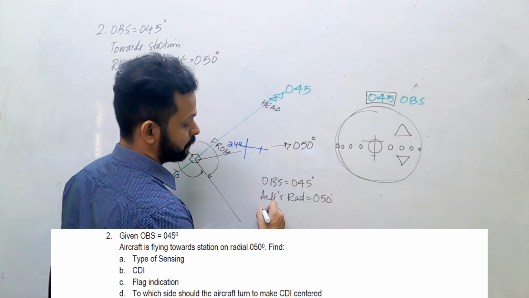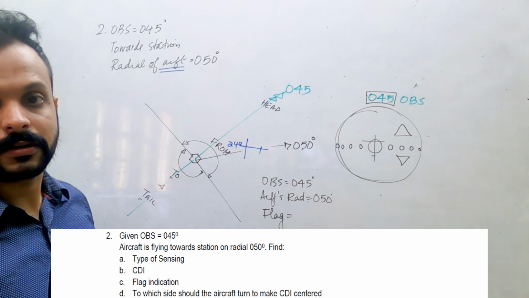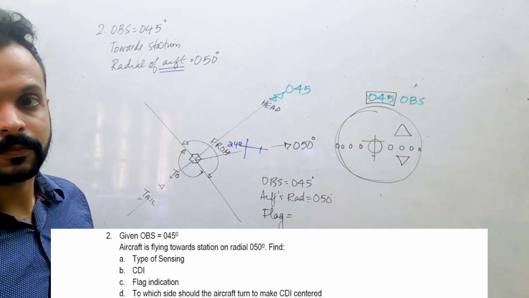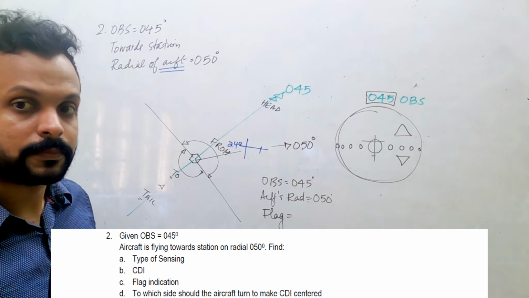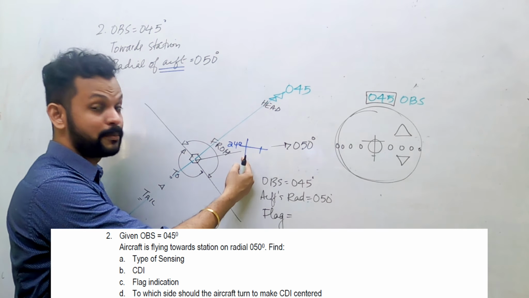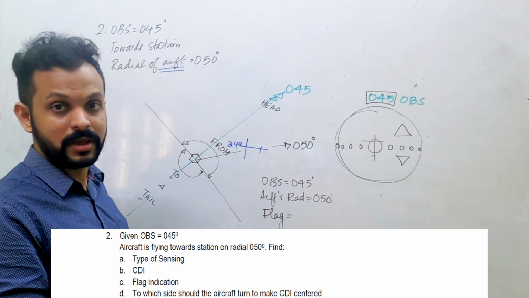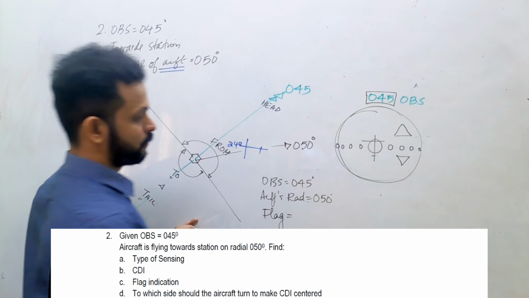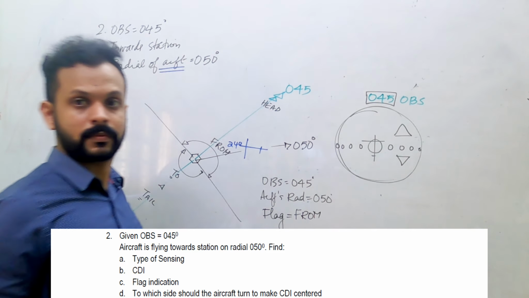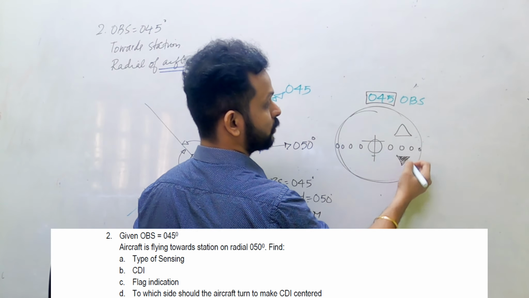Now, what is the flag? Yes, Apeksha, what flag is it? It's a from flag. Why is it a from flag? Exactly. You're on the head side of the OBS radial. You're still moving to the station, but the flag has nothing to do with it. You're moving to or from. If you're on the head side, the flag is going to show you from, right? So this is the from flag. Which one is the from flag? The south one. The one that is away from the OBS is always the from flag.